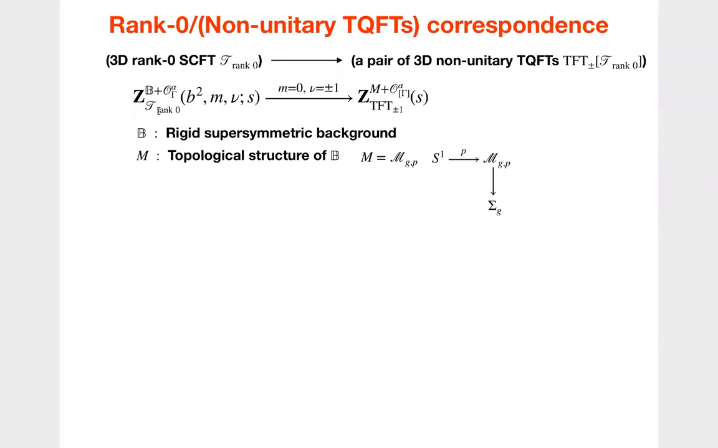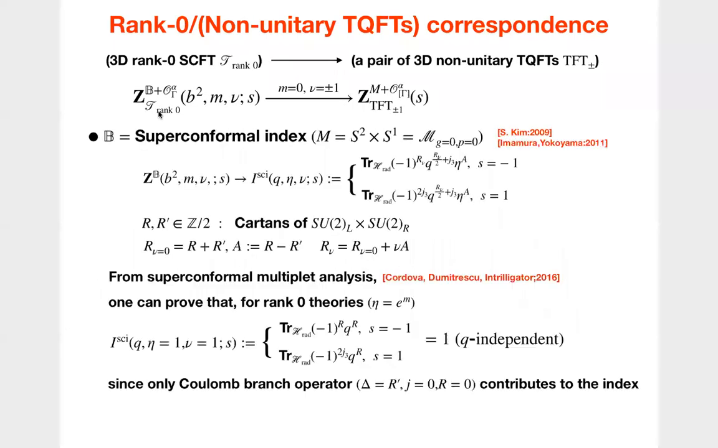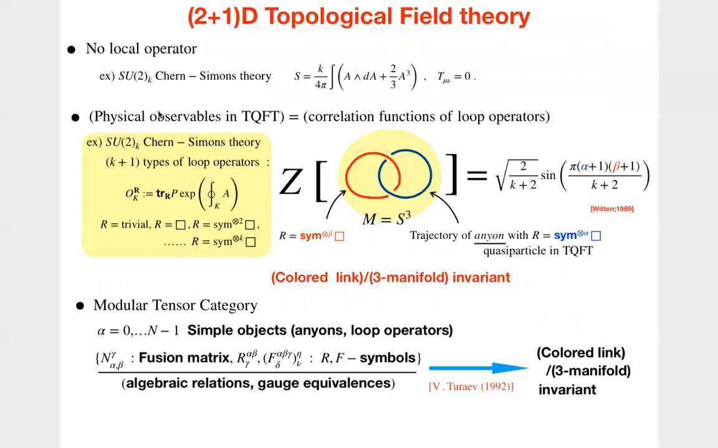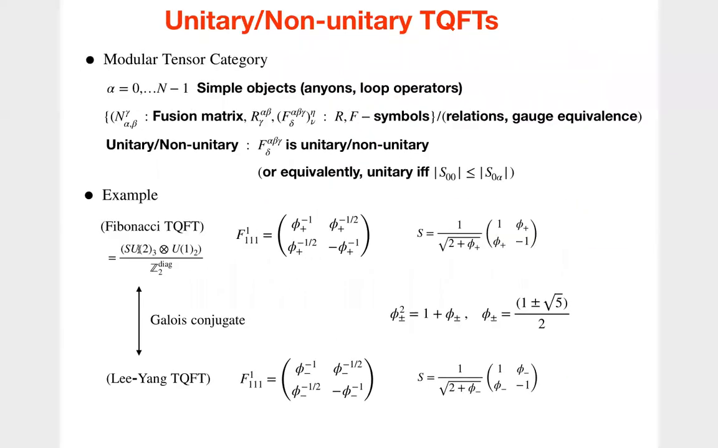So is Galois conjugation an operation that one does on TQFTs in general? A simple example is the Fibonacci and the Lee-Yang TQFTs. One is a unitary TQFT, and this is a non-unitary TQFT, but they share the same Hilbert spaces on Riemann surfaces. But the partition function on the three-sphere is different. So what I think is that our non-unitary TQFT might be some Galois conjugate of the unitary topological field theory.